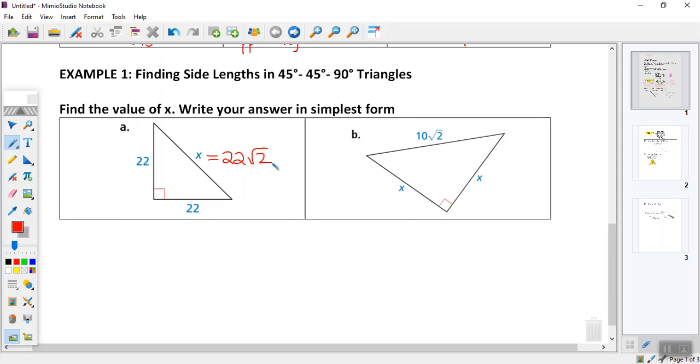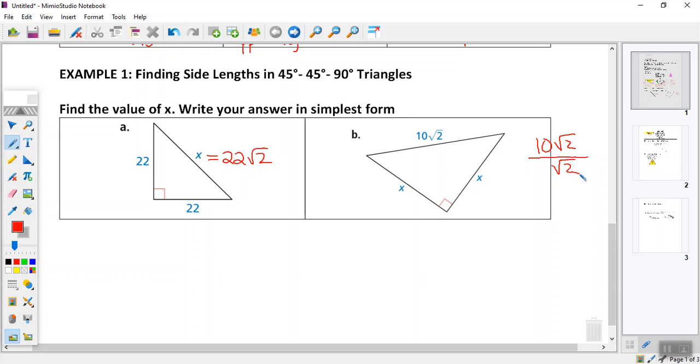Guys, are we going to multiply by root 2 or divide by root 2 to find these two equal legs? We're going from the longest side to the legs. Okay, so this would be 10 root 2 divided by what? Now, guys, sometimes this will happen, and this is pretty gnarly.